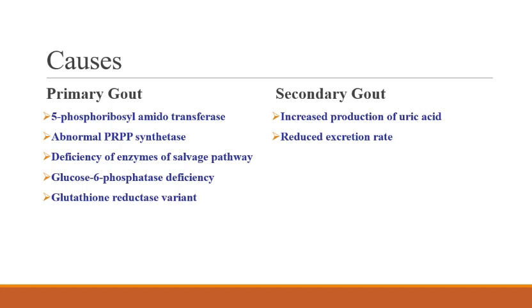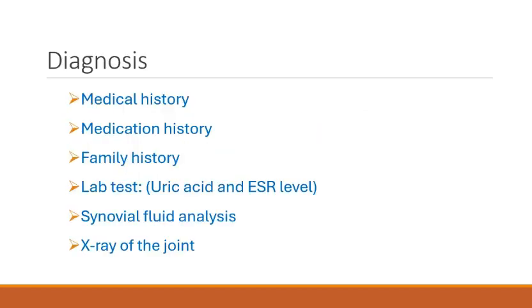And the second one, reduced excretion rate, is caused due to renal failure, treatment with thiazide diuretics which inhibit tubular secretion of uric acid. Lactic acidosis and ketoacidosis are due to interference with tubular secretion. Now move on to the diagnosis.